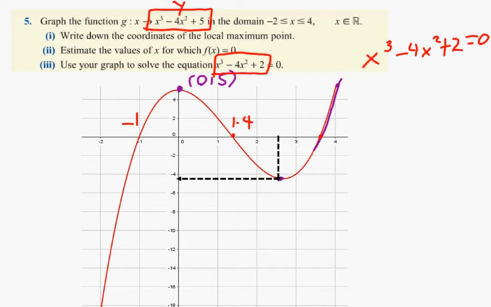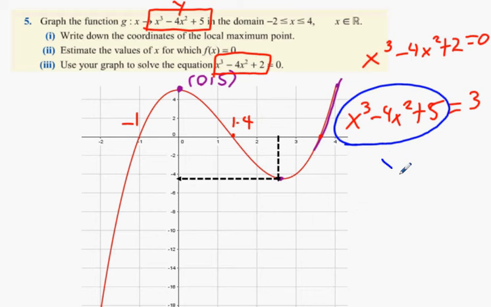So as an example, something like this. I'd say x cubed minus 4x squared plus 5. I add a 3 onto the left, which means I have to add 3 onto the right. And what does this say? What's this mean again? That's the y value equals 3. That's a fancy way of saying f of x equals 3.